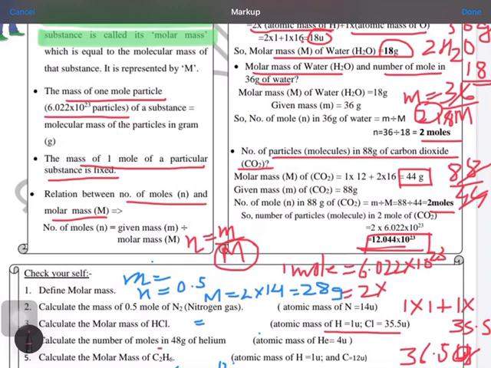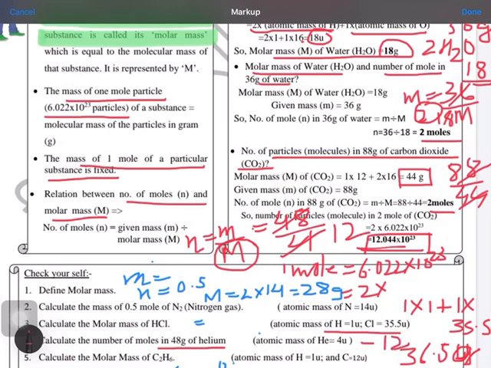Calculate the number of moles in 48 grams of helium. Again, 48 grams we have been given, and helium's molar mass is 4, so it comes out to be 12. So the answer is 12 moles.